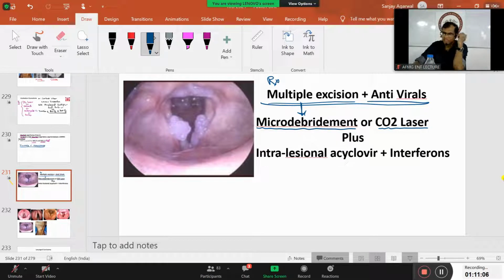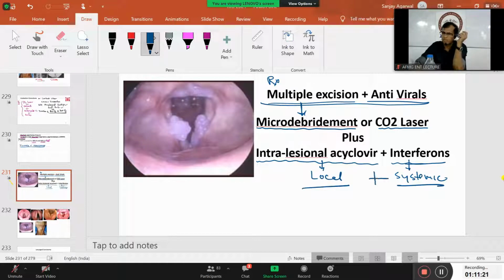And to treat the virus, either you give intralesional acyclovir plus steroids, plus interferon. This is local antiviral. This is systemic antiviral. Local plus systemic is used. So this term intralesional acyclovir is a very important term. What is the meaning of intralesional? Inside the tumor, inside the lesion.